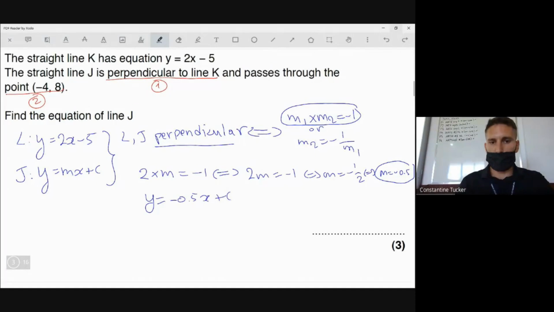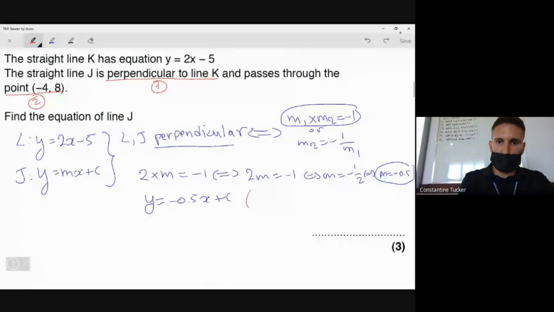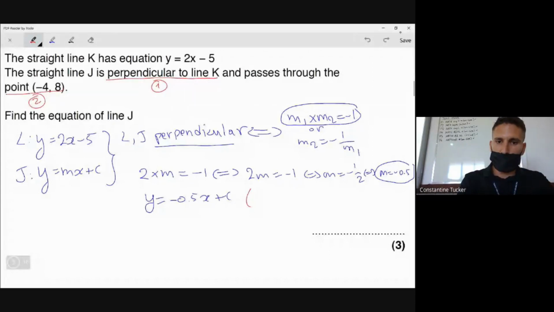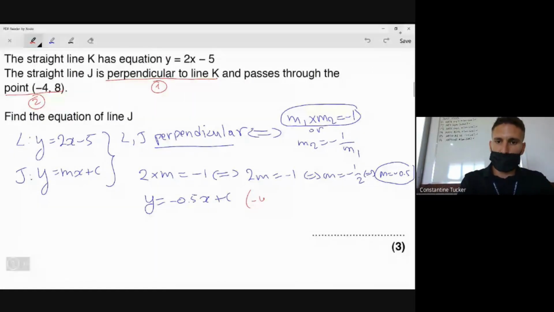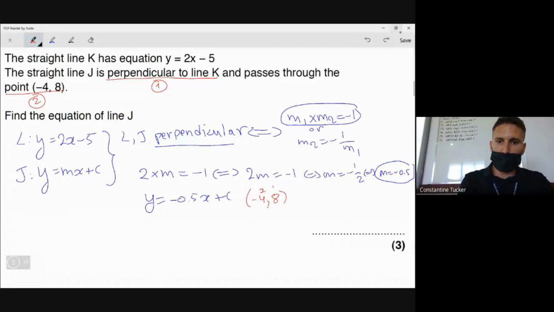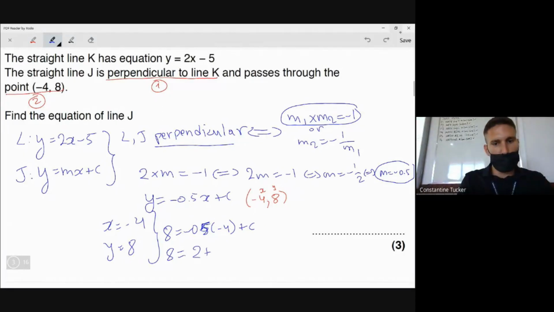So now we know this is the equation. Finally, second bit of information, let's go ahead and put that point, the -4, 8, because they said this line goes through this point, so this point must satisfy the equation of the line. So when x is -4, y is 8, let's see what we get. 8 is equal to minus 0.5 times -4, plus c. So that gives us 8 is equal to +2 plus c, which means c is equal to 6.